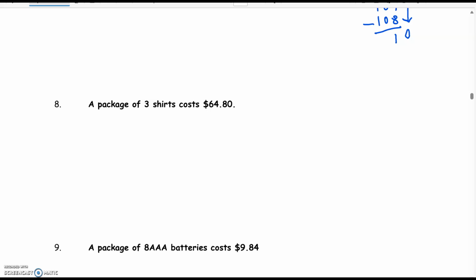We have 3 shirts that cost. So the cost always sits in the numerator because we're talking about a unit cost. How much does it cost for 1 unit? Here 1 unit is 1 shirt. Right now we have the cost of 3 shirts. And how do we get the unit cost? $64.80, and we're going to divide by 3.